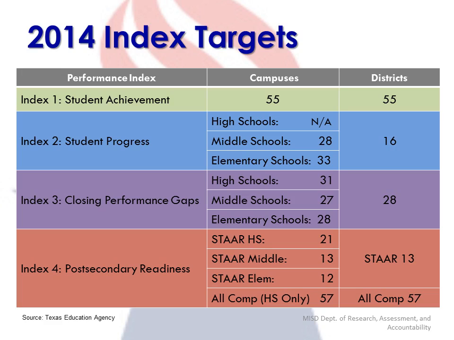Let's begin by revisiting the target scores for 2014. Index 1 carries a target of 55 for all districts and campuses, while Index 2 has a target of 16 for districts, 33 for elementary schools, and 28 for middle schools. Remember that for 2014 only, high schools will not be evaluated under Index 2.